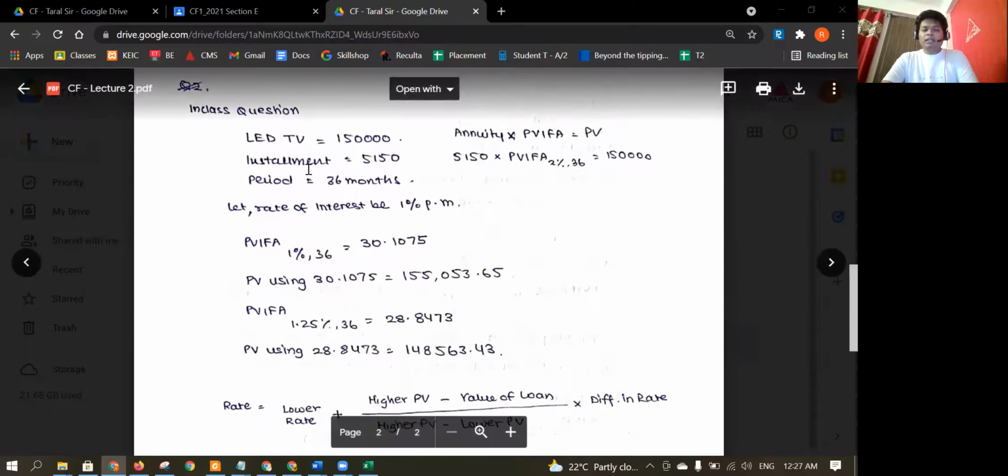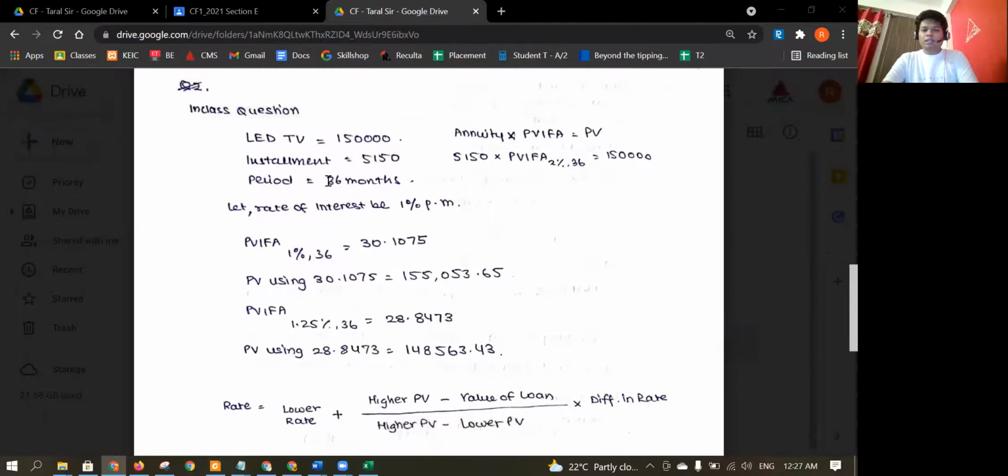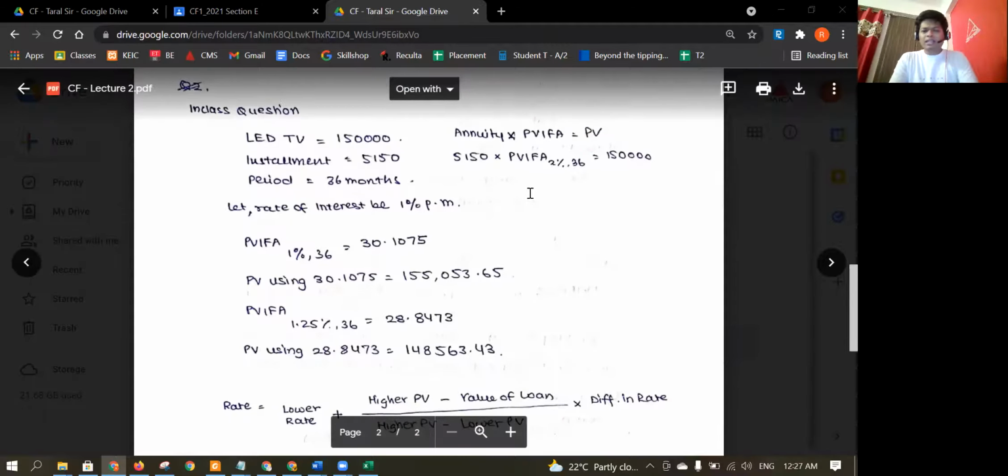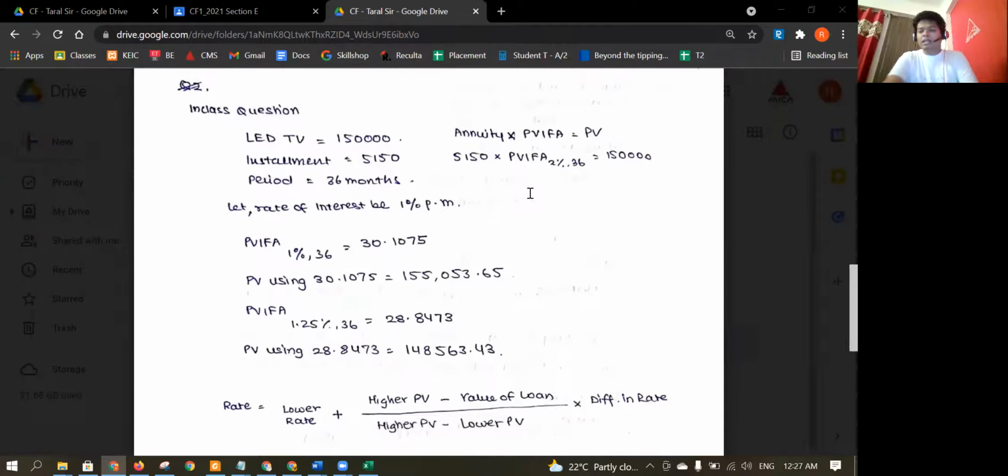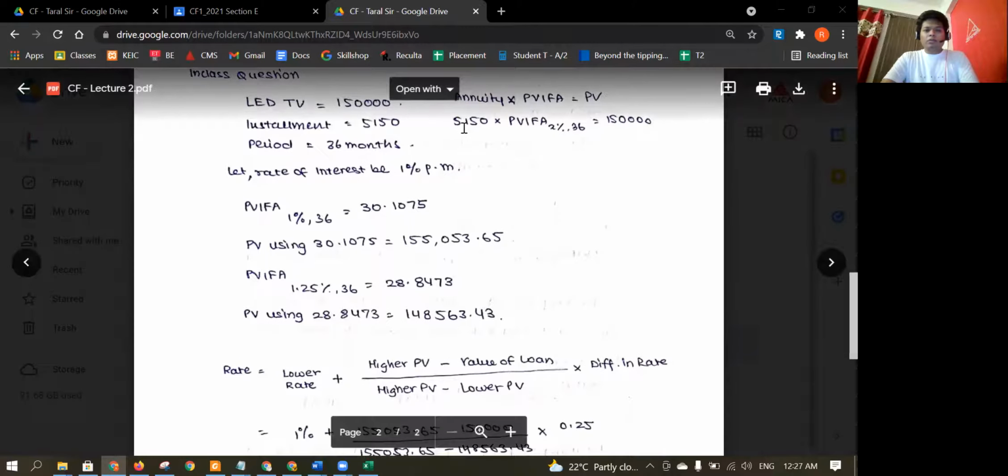Okay, now note here that the period was 36 months. So that's why the rate of interest that you use should be per month. And the answer that you'll get will also be per month. When you're giving the final answer, you can keep it as per month or put it as per annum. So the amount was 5150 into PVIFA equal to 1,50,000.